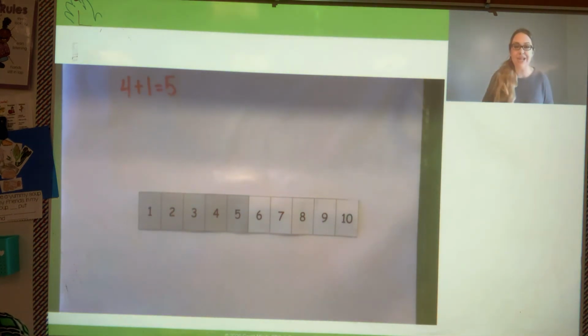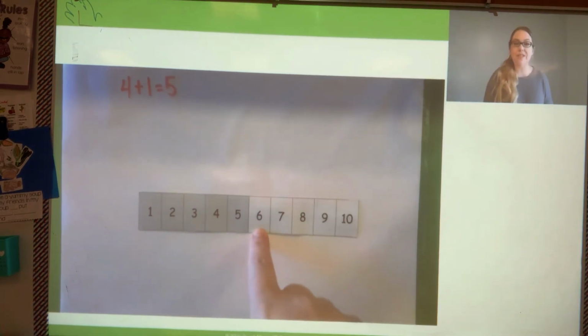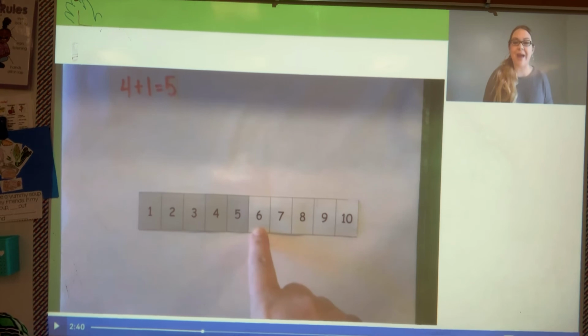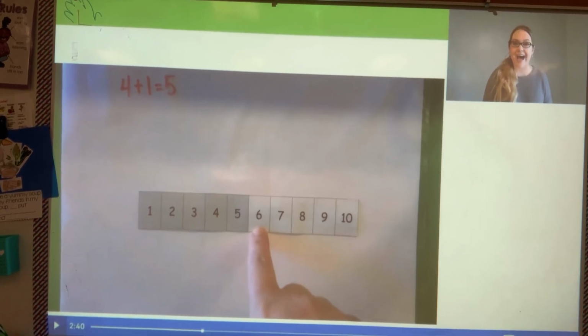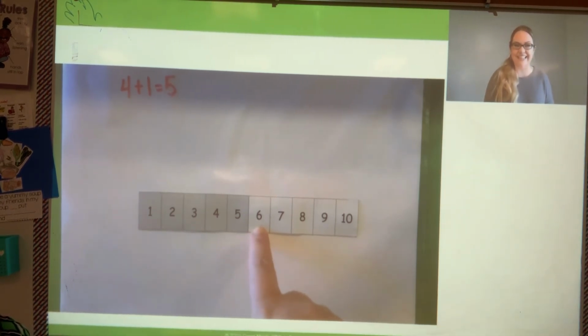This time let's start at 6. So point your finger at the number 6. Okay, put your finger there. We also want to pause the video. Put your finger on the number 6. Add 1 more. So do that now. Add 1 more. What did you get?